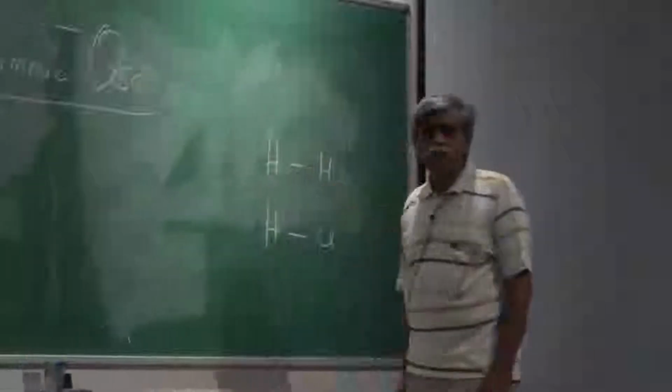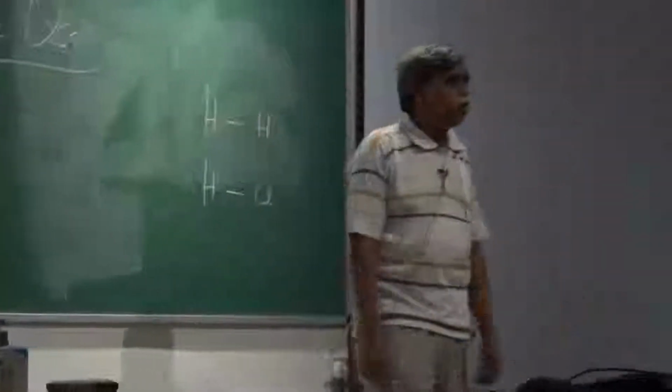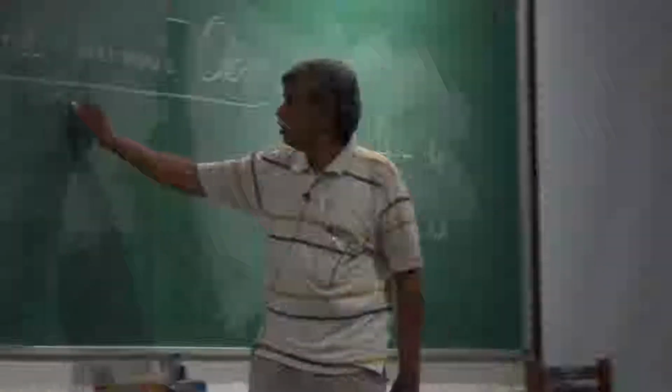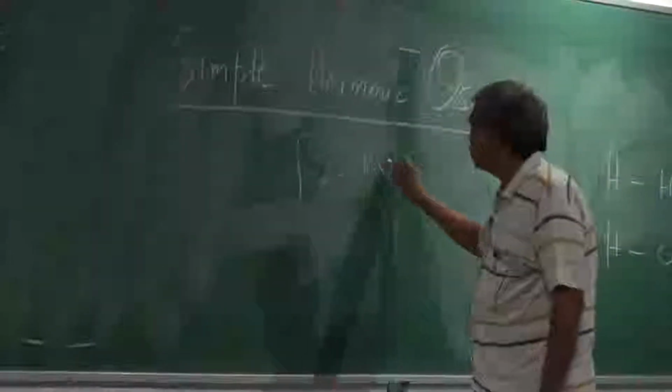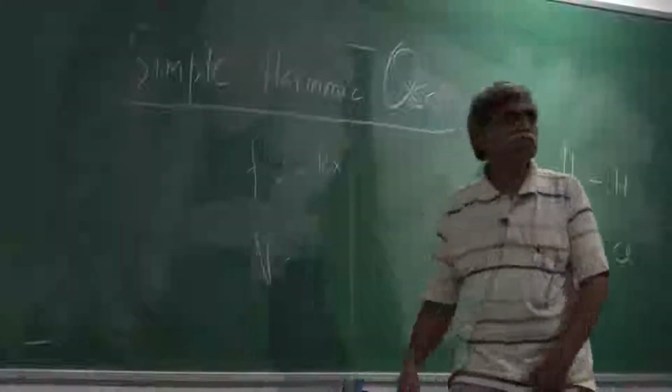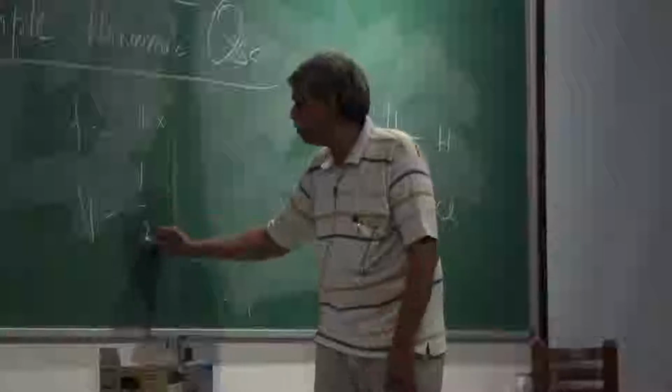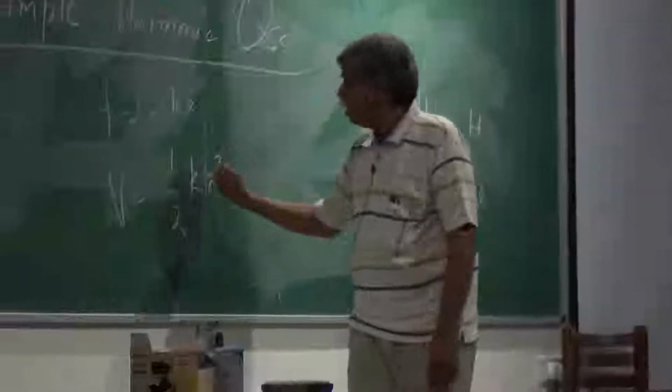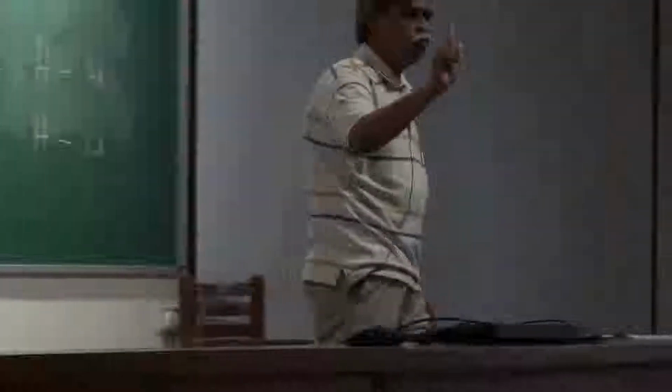So, what's the potential for a simple harmonic oscillator? We start with a force being equal to minus kx, and therefore the potential is going to be half kx squared. And what is this k? The force constant, which essentially tells me how strong that bond is.